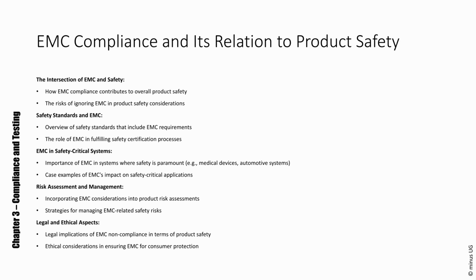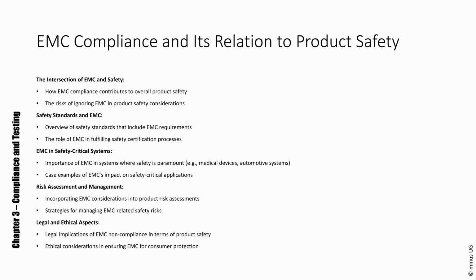EMC in safety-critical systems. In safety-critical systems, such as medical devices and automotive systems, EMC is of paramount importance. For instance, a medical device must be immune to EMI to ensure it operates correctly in a clinical environment, which is often filled with a variety of electronic equipment. In the automotive industry, vehicle electronic systems must be able to resist interference to ensure safety functions, like braking and steering systems, remain operational. Case examples of EMC impacting safety-critical applications can be found in incident reports and product recalls where EMI was identified as a contributing factor to safety incidents.